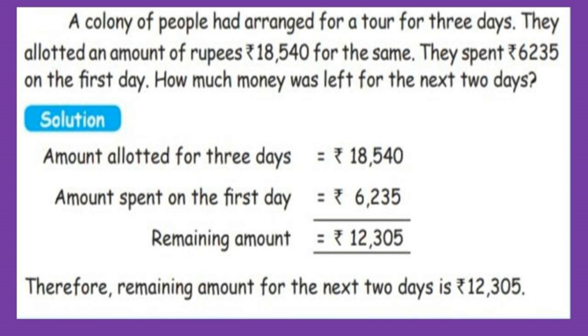The solution is: the amount allotted for 3 days is 18,540. The amount spent on the first day is 6,235. So we are going to subtract the two. The remaining amount is 12,305. Therefore, for the next 2 days they will have the amount of 12,305 rupees.